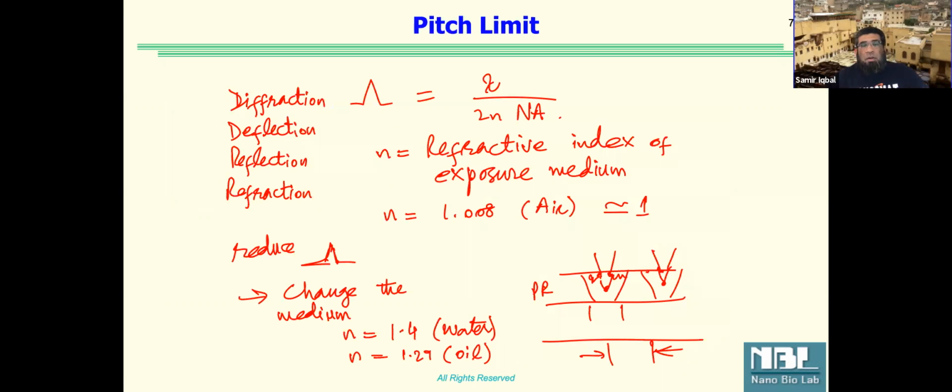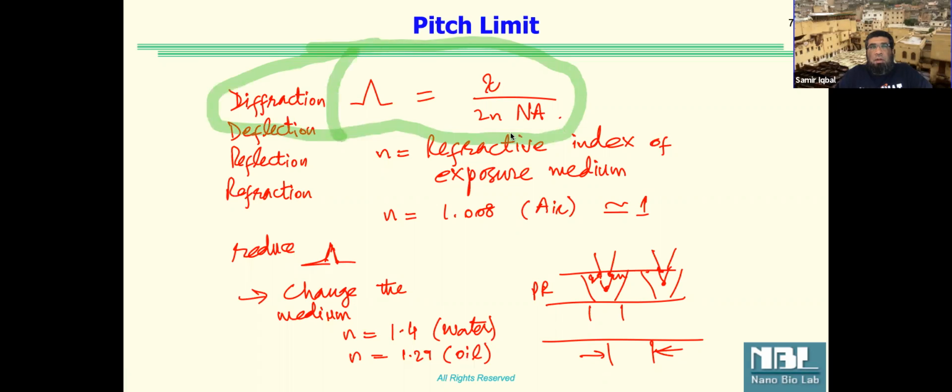Then another important thing is how close can you make two features next to each other on the surface of a chip? That quantity is called pitch. How often can you repeat a pattern? There is a limit to how close you can put them together. And that limit is calculated by this relationship, lambda over 2 NA. Sorry, up to this point.